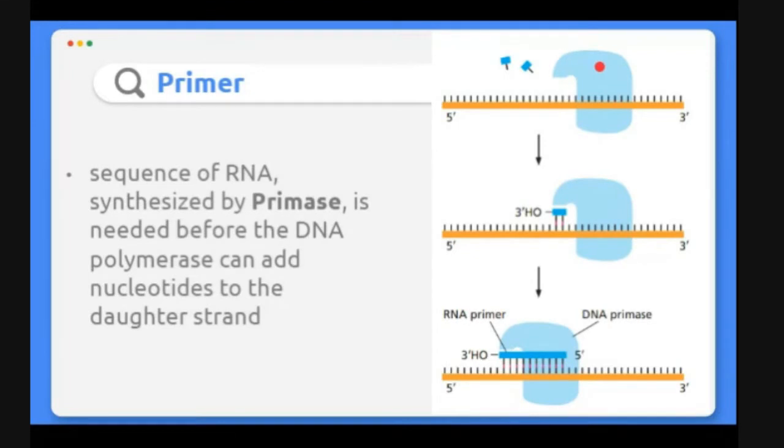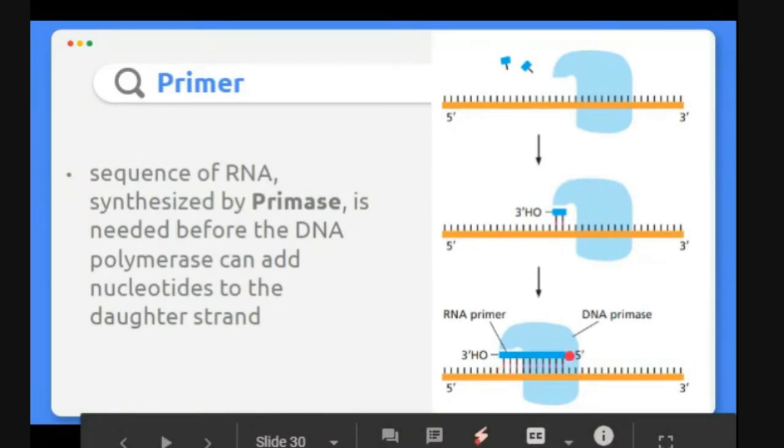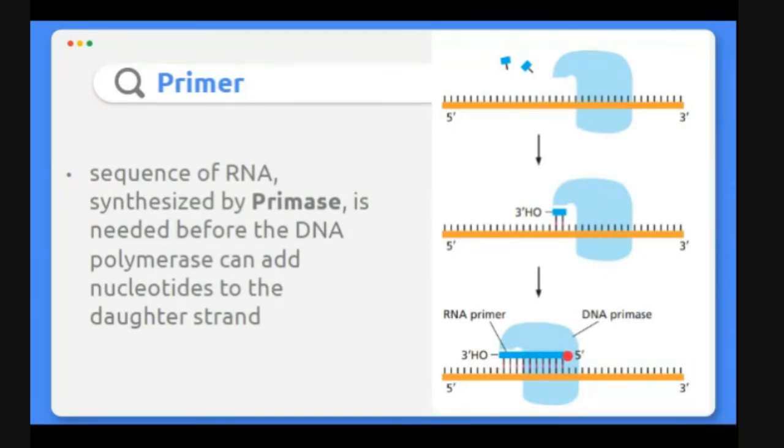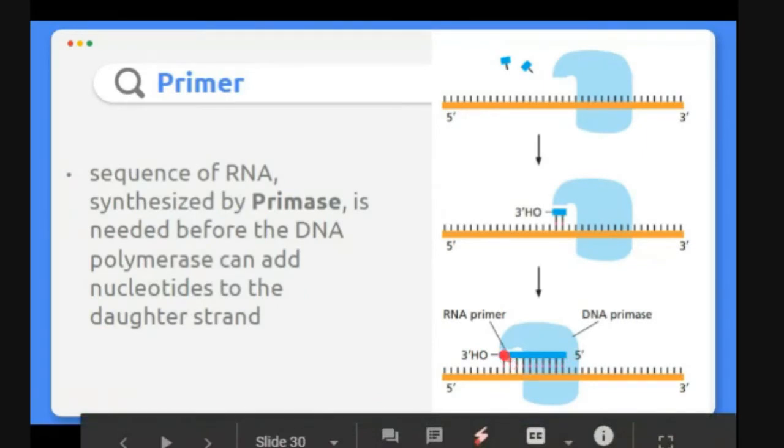Primase raw yung enzyme na gumagawa ng primer. So, your primers are short strands of RNA sequences, usually 10 nucleotides long. So, maikli lang yan, 10 nucleotides long lang yan. And gawa siya sa RNA. And this RNA primer signals or points out where your DNA synthesis will start.